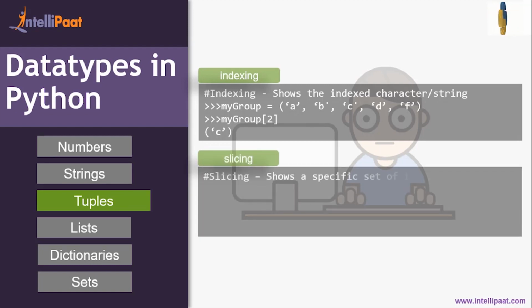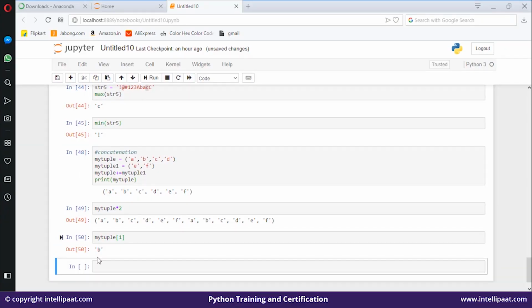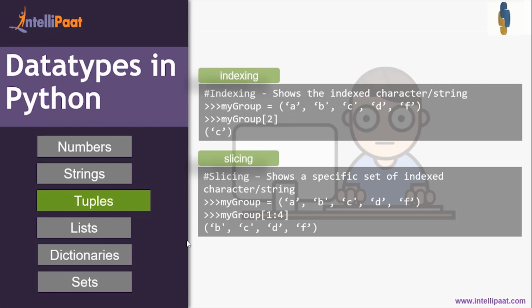Next is slicing. Slicing shows a specific set of index characters or strings. For example, I want a specific set of strings which lies between index number 1 to 4. So this is my 0th, 1, 2, 3 and 4. I'll get the output as B, C, D and E. Let's check it. So I got the output as B, C, D and E. Alright, let's move ahead.